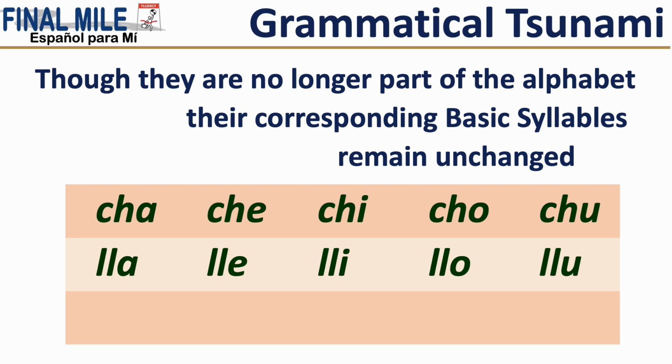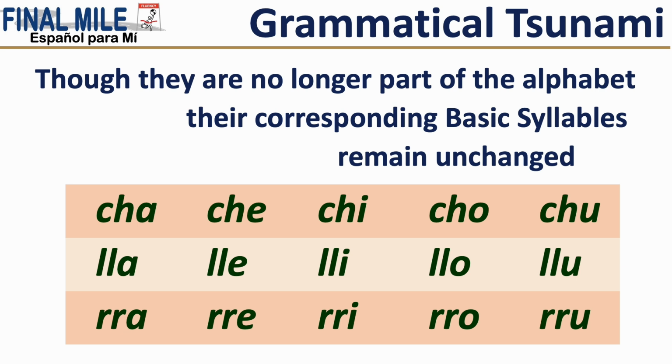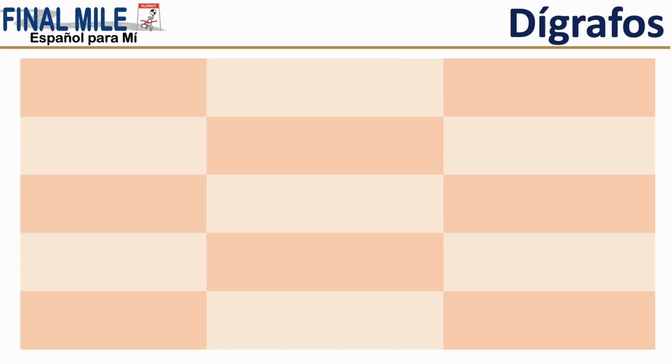Remember, a little stronger than a Y. Y and double L sound the same in Spanish. And it is just a little bit stronger sound than the Y sound we make in English. So this is ya, ye, yi, yo, yu. Ra, re, ri, ro, ru. Dígrafos is the name of those double letters, if you would.